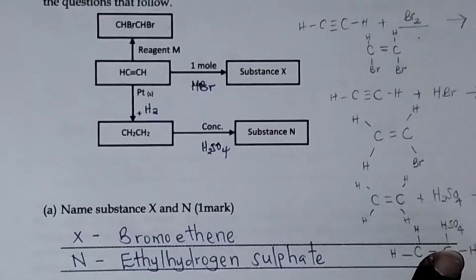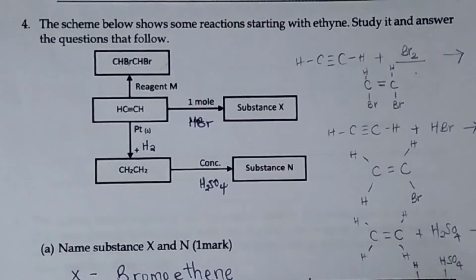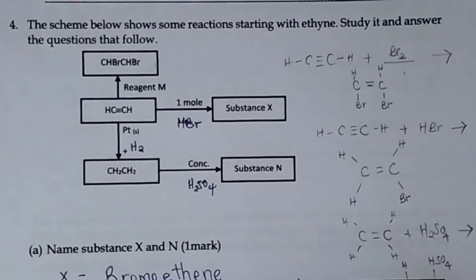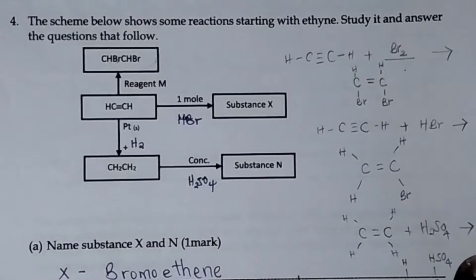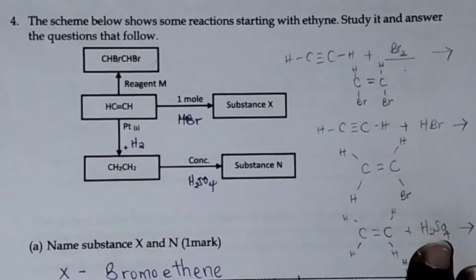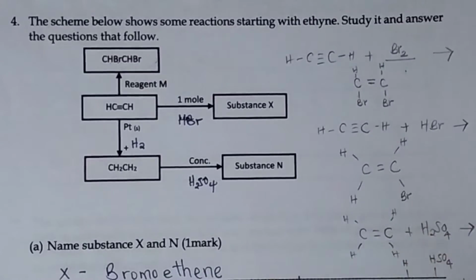You said alkenes and alkynes have addition reactions, while alkanes have substitution reactions. So what is an addition reaction? It's a reaction in which one molecule adds to another to form a single product.